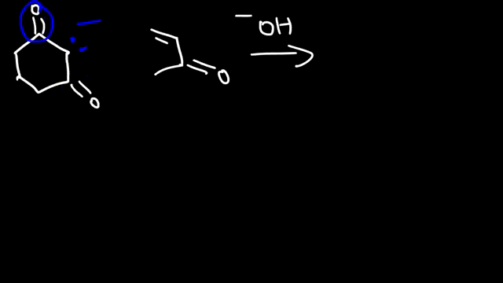And so this is a weaker base, which means that it's going to more likely attack the beta carbon as opposed to the carbonyl carbon. Strong bases prefer to attack at the carbonyl carbon, but weaker bases, they prefer to attack at the beta carbon, favoring the Michael reaction. And so an enolate with two carbonyl groups is a better Michael donor than an enolate with one carbonyl group.